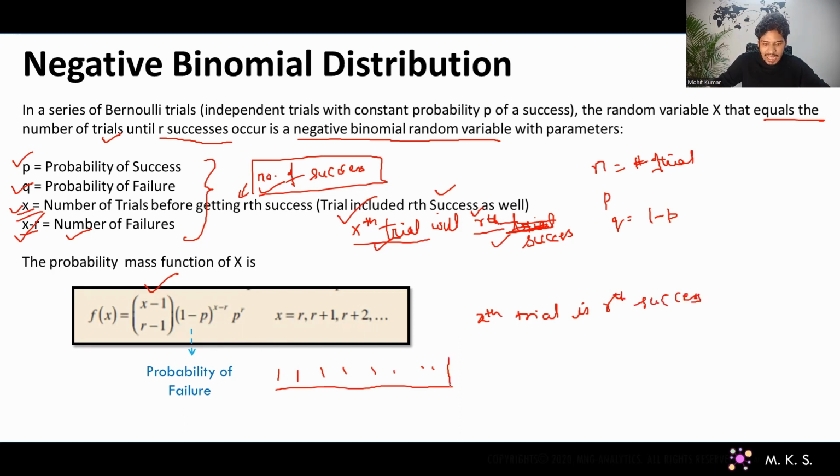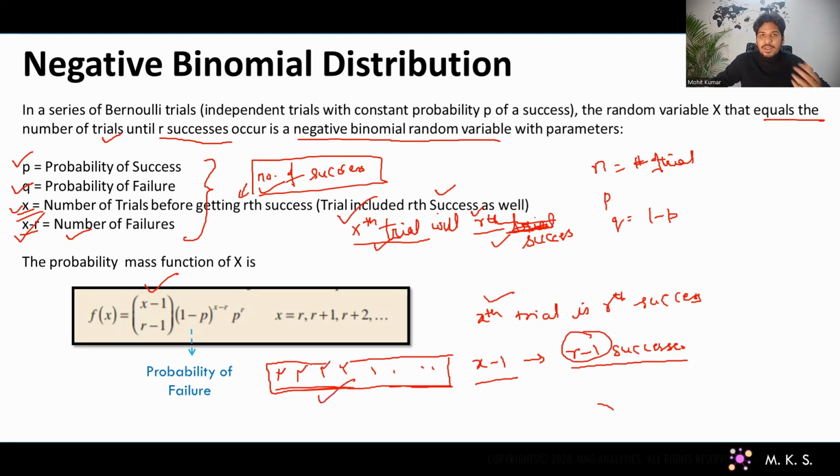So in X minus 1 trials, we got R minus 1 successes. We know the Xth trial is your Rth success, so in the X minus 1 trials, we received R minus 1 successes. I hope this point is clear, right? Now you have different trials, and you have to pick R minus 1 successes out of them. For that, we use the combinatorial formula. So that is why X minus 1 C R minus 1.